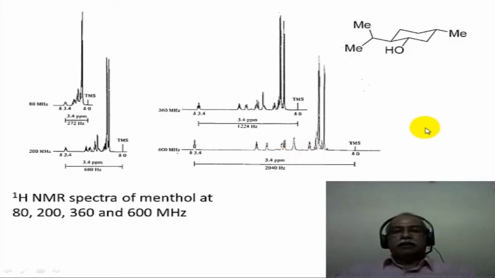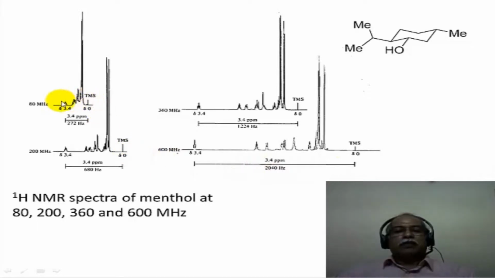Now, let us take another example. This is the spectrum of menthol. Menthol is a terpene, it is an alcohol, and except for this particular hydrogen which is attached to the OH carbon, all the other hydrogens are essentially aliphatic hydrogens, and they appear as a bunch of peaks in the region between 1 to 1.5 ppm or so. So, this is an 80 MHz NMR spectrum of menthol. This is a 200 MHz NMR spectrum of menthol. This is a 360 and a 600 MHz NMR spectrum of menthol.